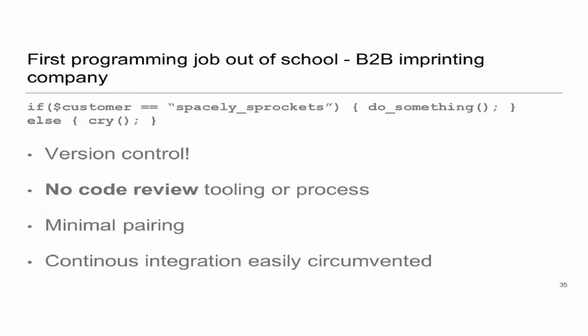My first programming job out of school was at a business-to-business imprinting company. Probably the most amenable thing that we had was Subversion for version control. We didn't really do anything else that was sensible, the things that we would assume are the standard practice these days. I didn't have to deal with production bugs because the company didn't want us to work outside of business hours. The rare outages that we had were the responsibility of the tech lead.